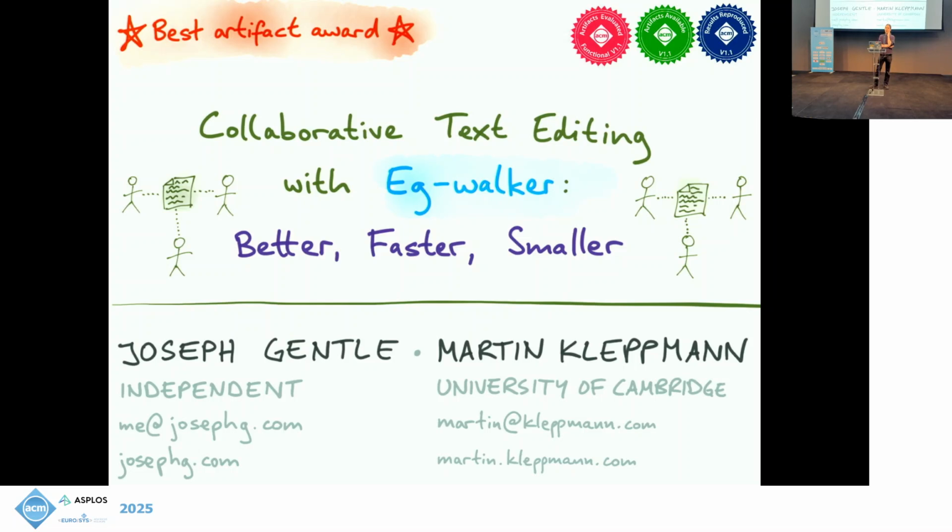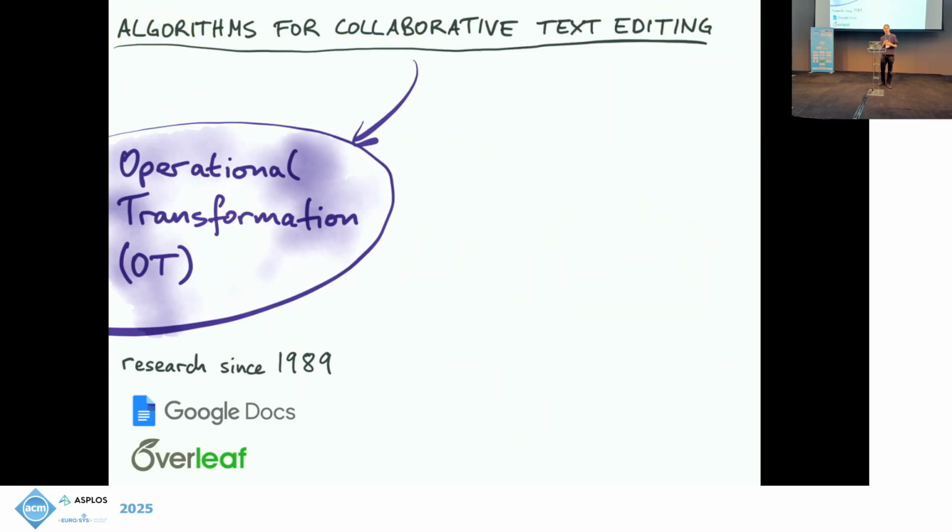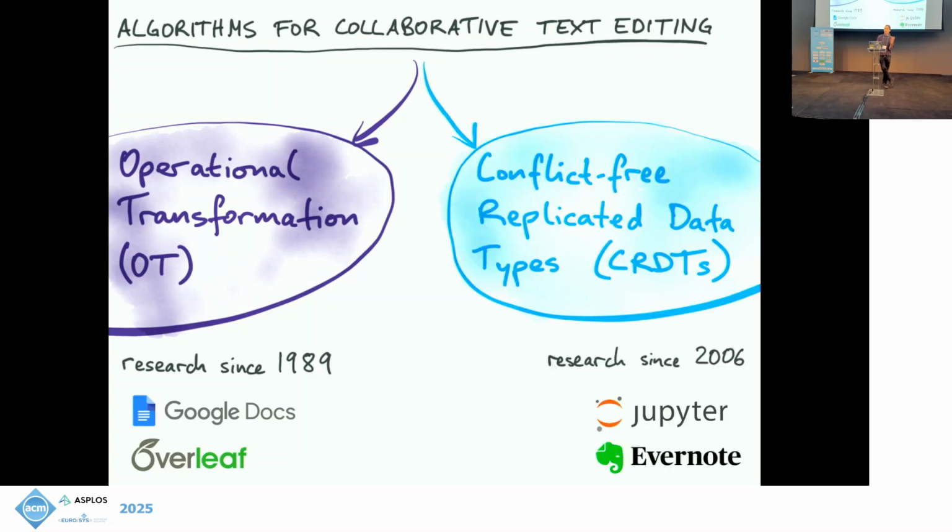Okay, so collaborative text editing is something you're probably familiar with as a user of tools like Google Docs, for example, or Overleaf. And those products use a family of algorithms called operational transformation. Operational transformation has been around for a long time. Research on it started in the late 1980s and continued over quite an extended period of time. There were a bunch of problems with OT algorithms, and so later on, in the early 2000s, an alternative family of algorithms came up that can also be used for collaborative text editing. And this family is called conflict-free replicated data types, or CRDTs.